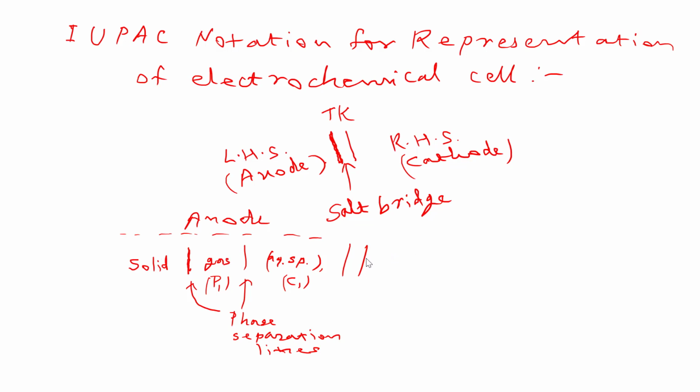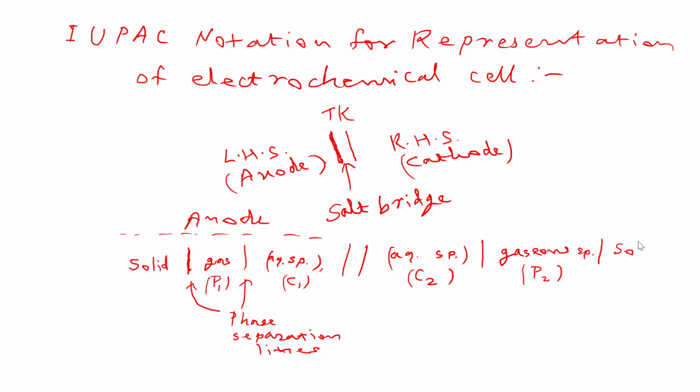And how we are mentioning: just near to this salt bridge in the right hand side we are mentioning the aqueous species here, and with concentration if it is given. If it is not given, then we are not mentioning. Then again we are drawing a vertical line, that is known as the phase separation line. Then we are mentioning a gaseous species, if any gaseous species is present, and if it is not present then we are not mentioning. If pressure is given then we are mentioning the pressure also. If it is not given then we are not mentioning, and then we are drawing one more vertical line, that is the phase separation line.